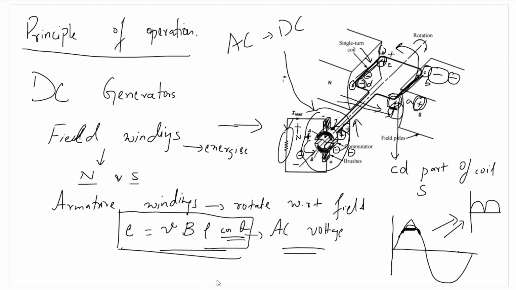The DC voltage that we will be obtaining from this DC generator, we'll be studying that later after we study lap winding and wave winding. Now we'll move on to the DC motor operating principle.